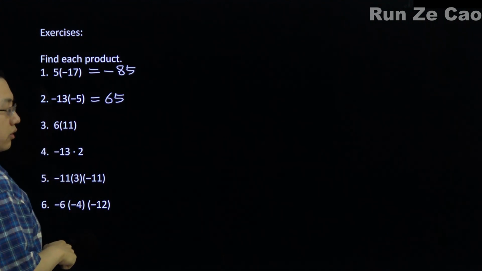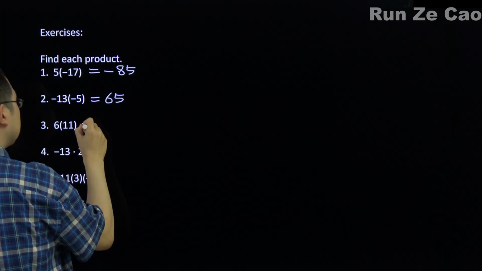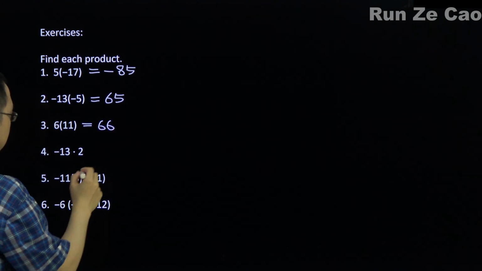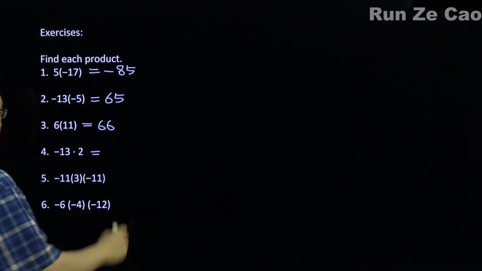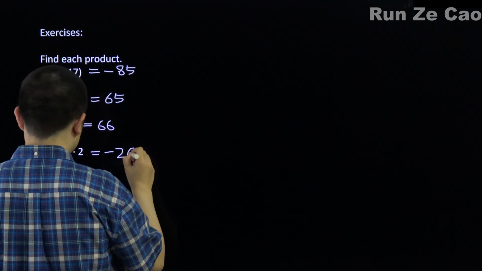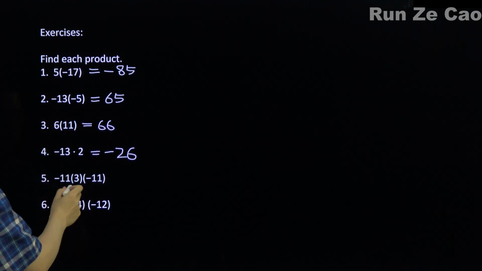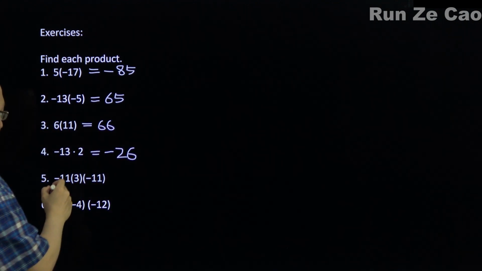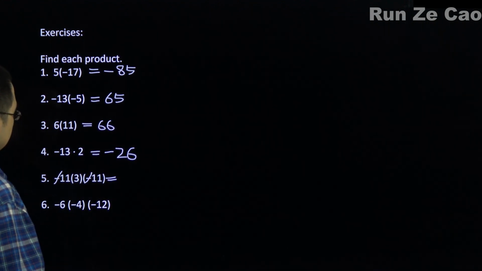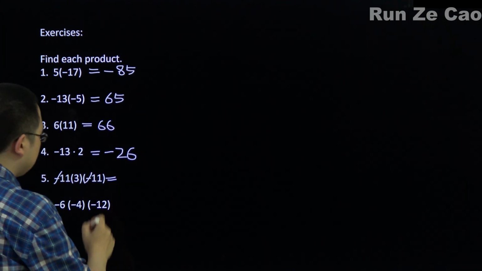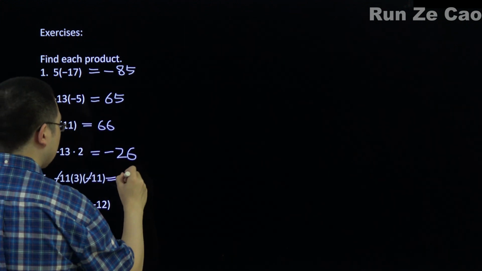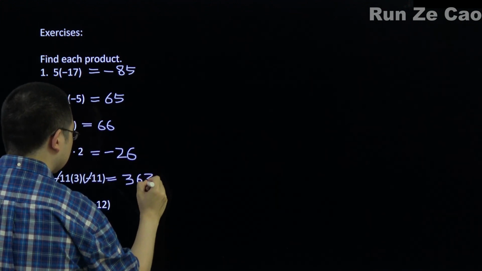6 times 11, there's no negatives, so nothing to cancel. 6 times 11 is 66. Negative 13 times 2, well, there's one negative sign. And 13 times 2 is 26. Negative 11 times 3 times negative 11, there's two negative signs, so they cancel out. And we're looking at 11 times 3. So 121 times 3 gives us 363.